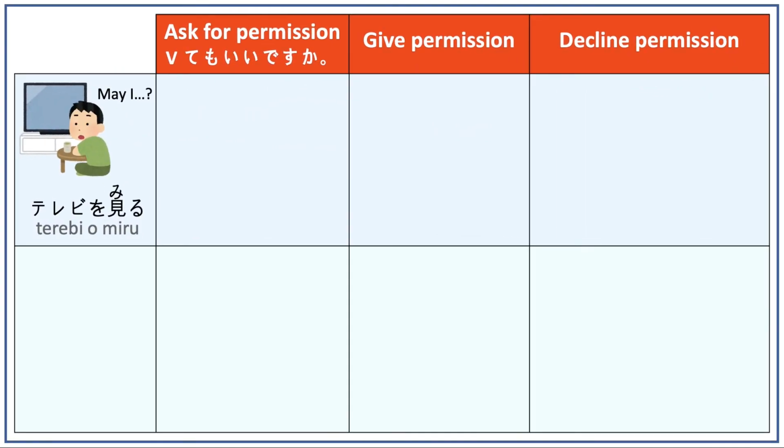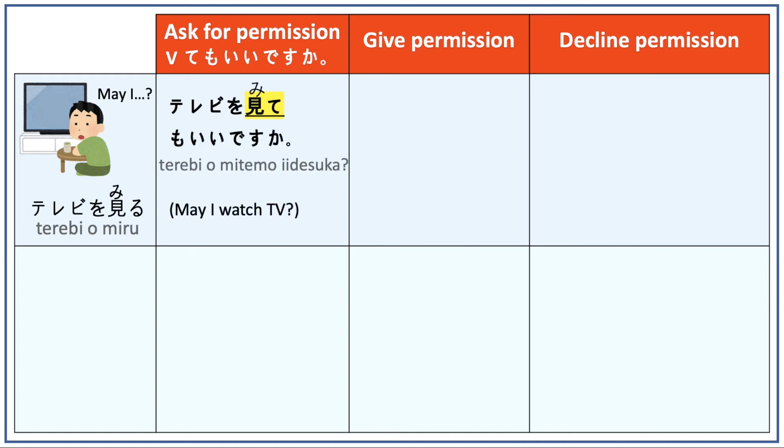Here we will learn how to ask for permission. In the top row, the kid wants to watch TV. To watch TV in short form, he would say, テレビを見る. To ask for permission, he would say, テレビを見てもいいですか? Which means, may I watch TV?